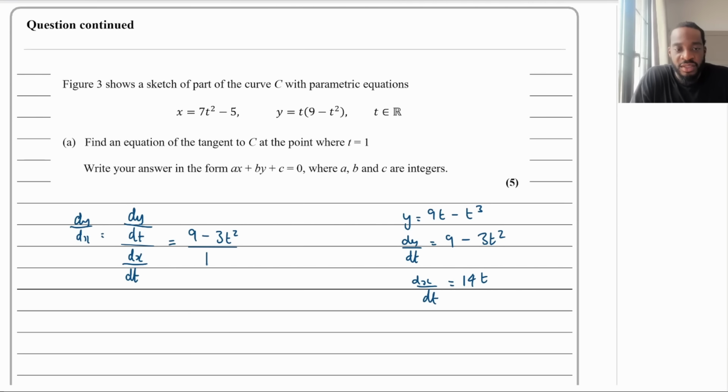So now we can put this here. So this will be our expression for dy/dx. And we want to find the equation of the tangent when t equals 1. So we need to plug t equals 1 to get the gradient of the tangent. And then we also need to plug t equals 1 into x and y to get the coordinates here. But let's find the gradient first.